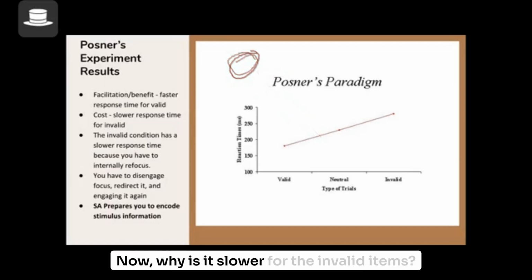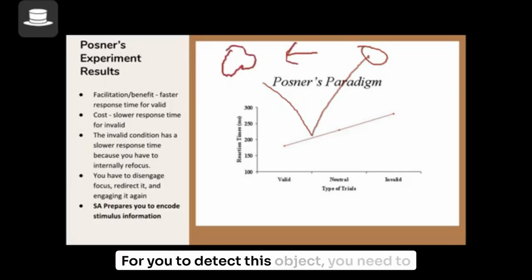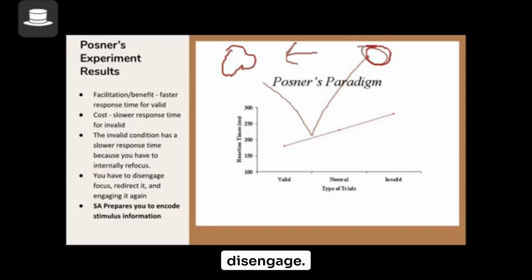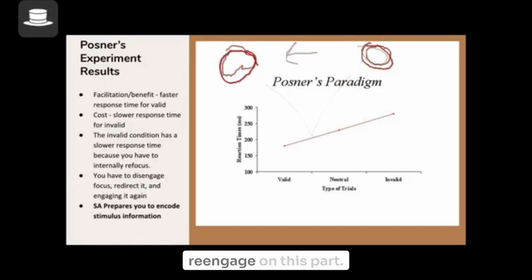Now, why is it slower for the invalid items? Remember, if the cue was on this side, you're expecting an object here, but you saw the object here. For you to detect this object, you need to disengage from this one. In other words, your anticipation has to change, disengage, and re-engage on this part. That's why it is taking longer.